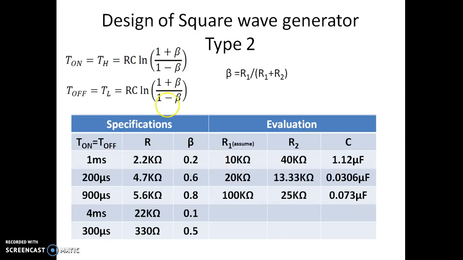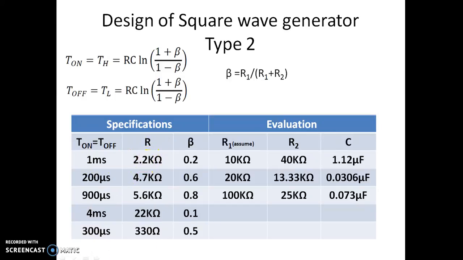So here in the second type, we are supposed to get a time period of 1 millisecond on time. The value of R is given as 2.2k, and beta is equal to 0.2. Since beta is given as 0.2, we have 0.2 is equal to R1 by R1 plus R2. When we have only one equation and two unknowns, you cannot find both of them. So we'll assume the value of R1, and R2 comes out to be 40K, and the C value is 1.12 microfarad. So this will end up with a time period of 1 millisecond on-off time, with R as given.